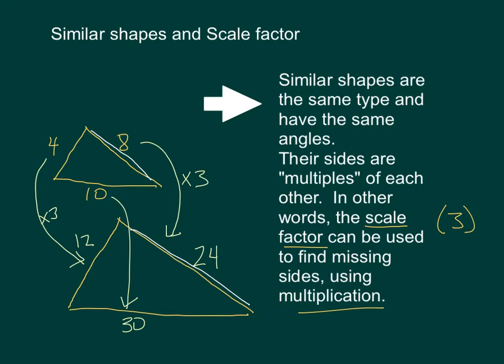So let's sum this up before I go to the next slide. Similar shapes are the same type and have the same angles. So I have two triangles, they're both obtuse, they're both oriented the same way, they're similar. They're kind of the same. What's different about them is their sides, and their sides will be multiples of each other. Think like giant 1 in equivalent fractions. That's how we can find the missing sides in similar shapes.